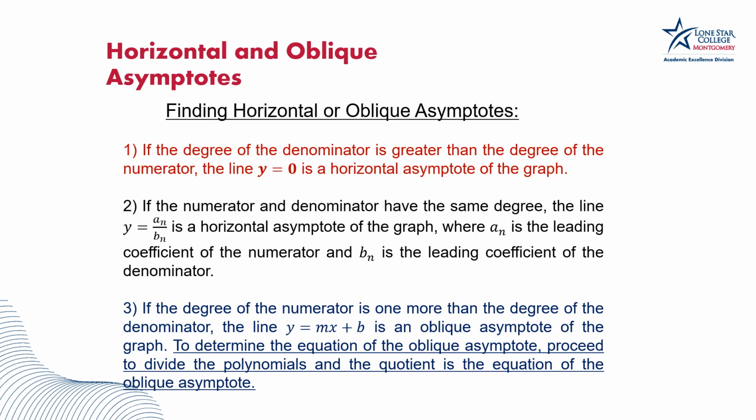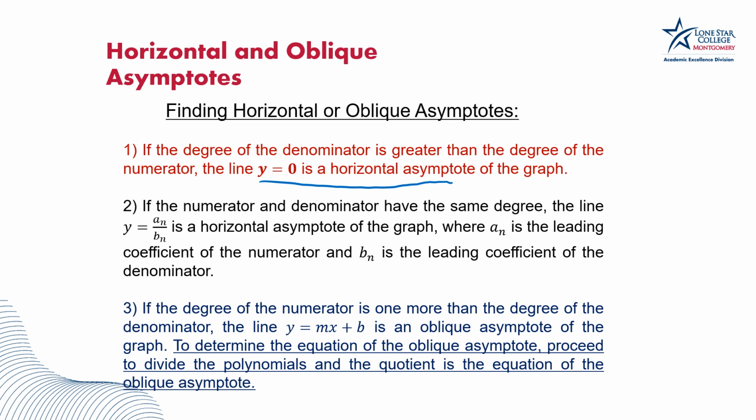So now we move on to how to find horizontal or oblique asymptotes. If the degree of the denominator is greater than the degree of the numerator, the line y equals 0 will be your horizontal asymptote. If the numerator and denominator have the same degree, the line y equals a sub n over b sub n is your horizontal asymptote, where a sub n is the leading coefficient of the numerator, and b sub n is the leading coefficient of the denominator.